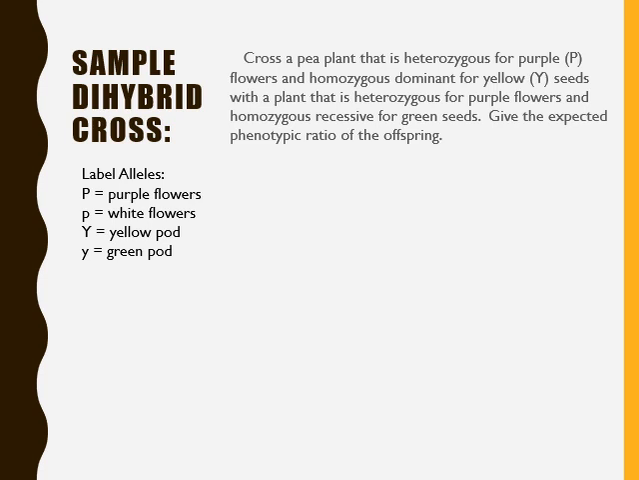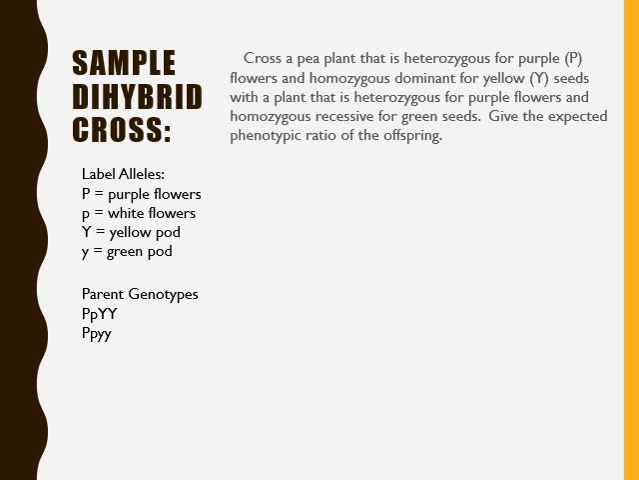Now that we've got our alleles labeled, you have to figure out the genotypes of the parents. Our first parent is heterozygous for purple. Hetero means different, so it's going to be big P, little p, and homozygous dominant for yellow, so big Y, big Y. So that's one of our parents: big P, little p, big Y, big Y. You're crossing it with a plant that is heterozygous for purple. Again, hetero means different, so big P, little p, and homozygous recessive for green, little y, little y. So now we know our parent genotypes.